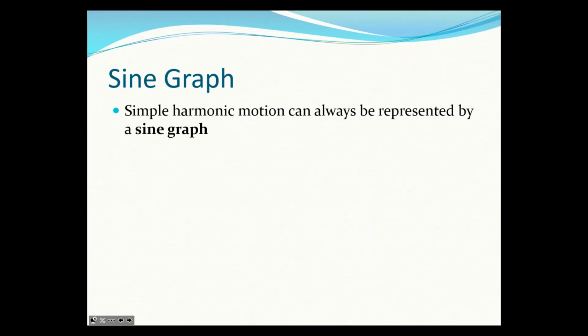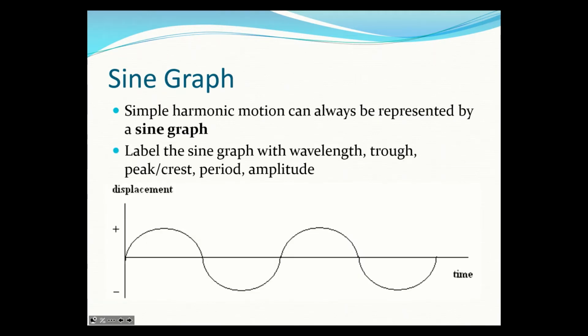So simple harmonic motion can be represented by a sine graph, and you probably haven't learned sine graphs yet if you haven't taken Math 30, but a sine graph just looks like this. It kind of looks like a wave. So you might see this term sine graph come up. Let's move this out of the way. So we can label these things on this graph here.